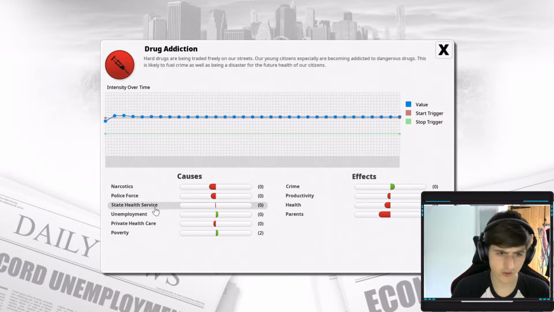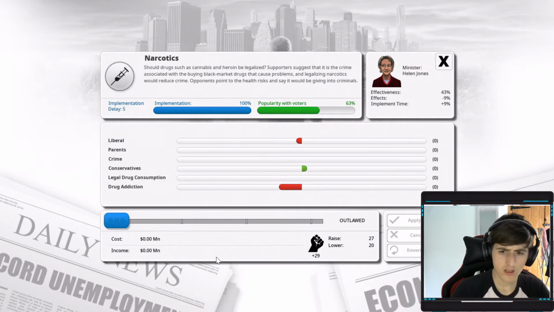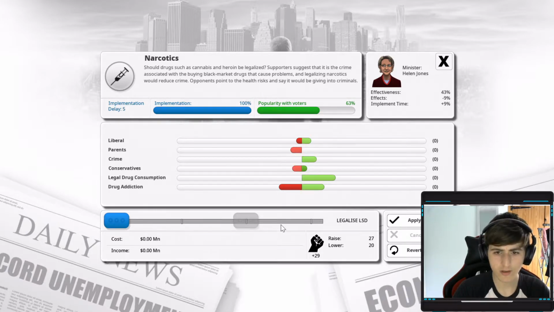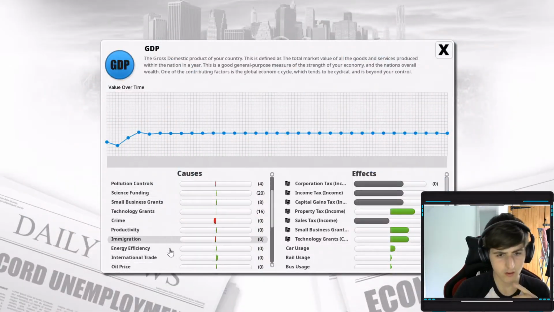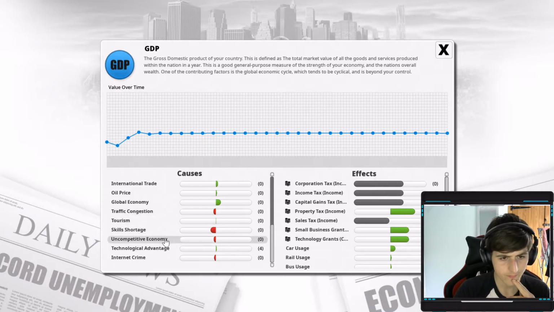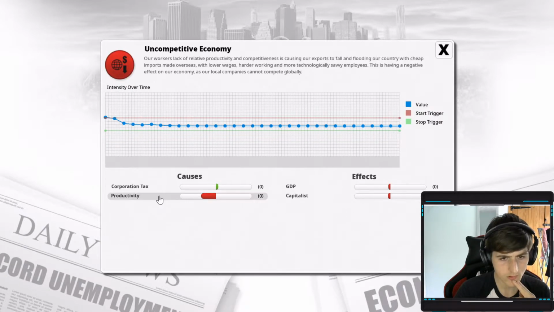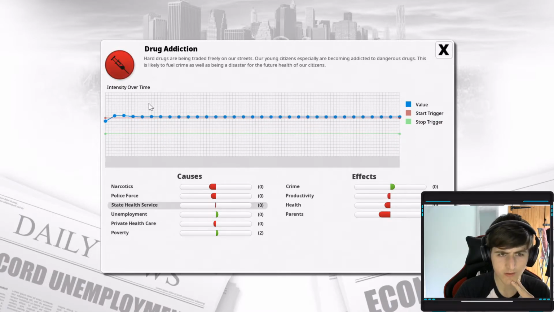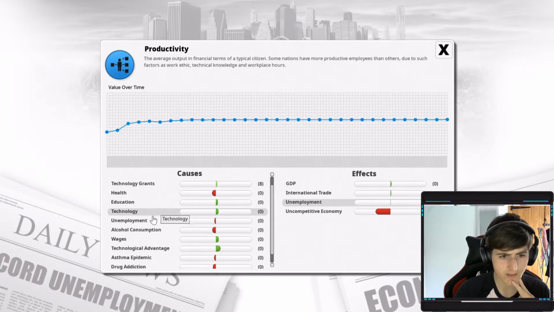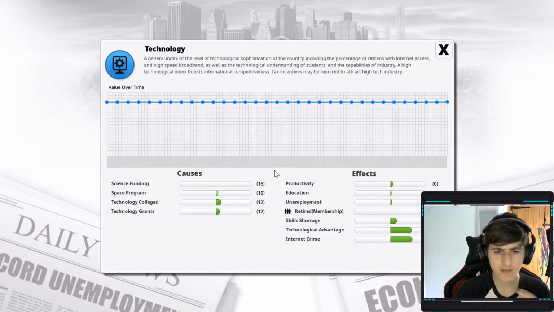The drug addiction is a problem. I feel like narcotics are already pretty badly outlawed anyway. I mean, the narcotics issue is obviously caused by something else. Productivity. There is also the asthma epidemic, unemployment and poverty. So again, we really do need to try and get productivity up, but it is very difficult. It's not something that's so easily done.